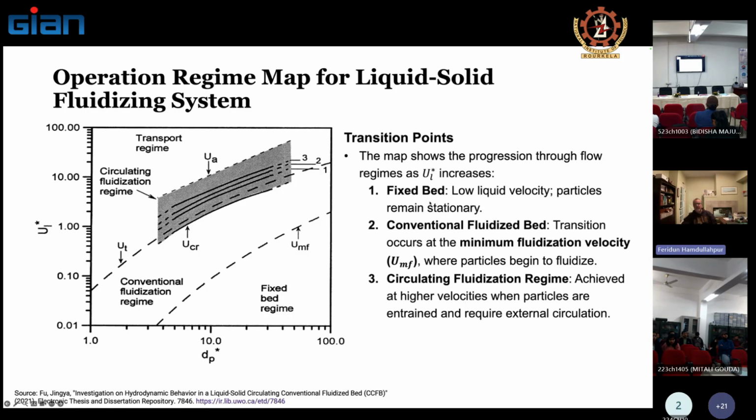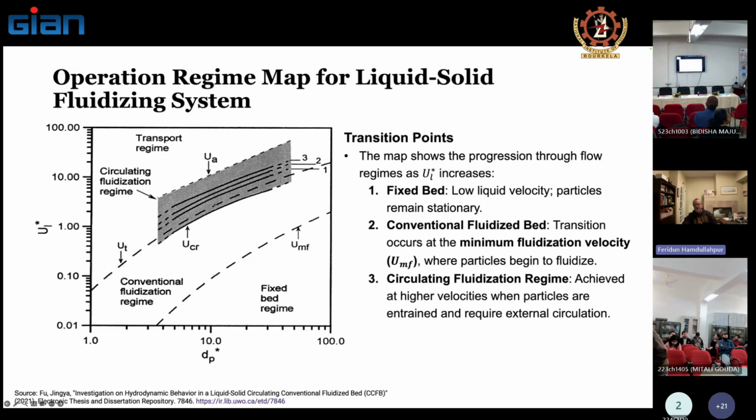Then let's go here and see. So fixed bed, it's stationary, then conventional fluidized bed once you achieve minimum fluidization. Then it's a conventional fluid bed, and then you go above the terminal velocity. Then you're in the circulating fluidization regime. Okay, and this is the area where a lot of the commercial applications take place, most commonly wastewater, and above that is the transport regime.